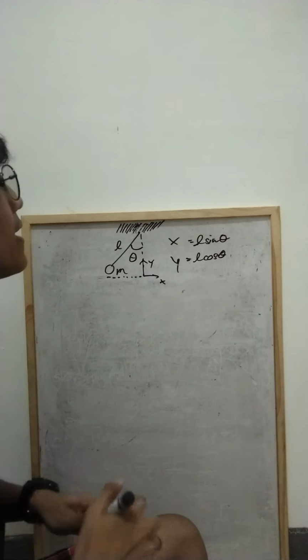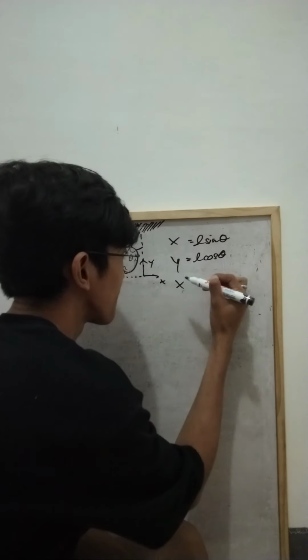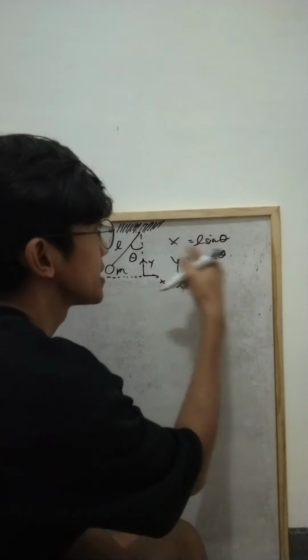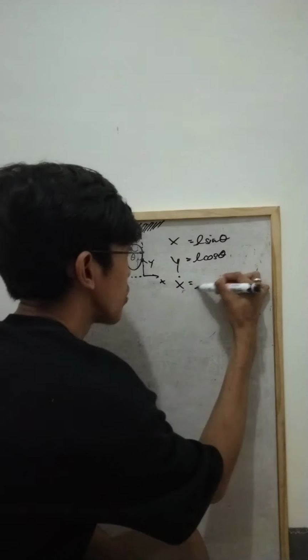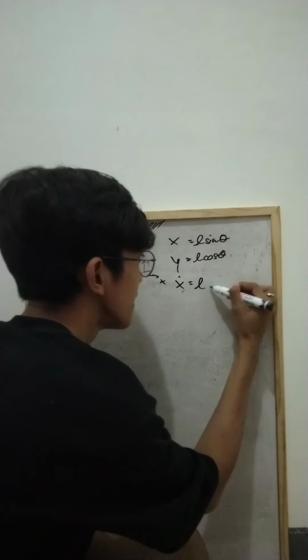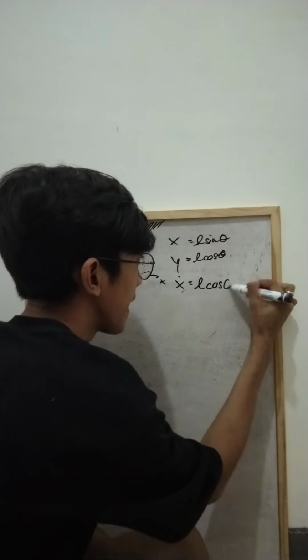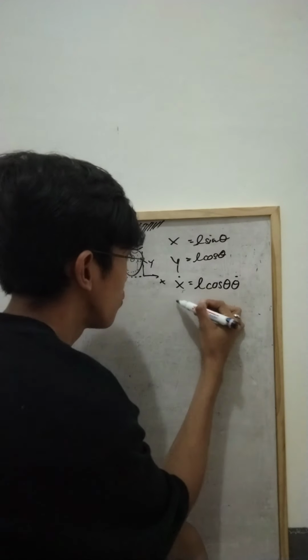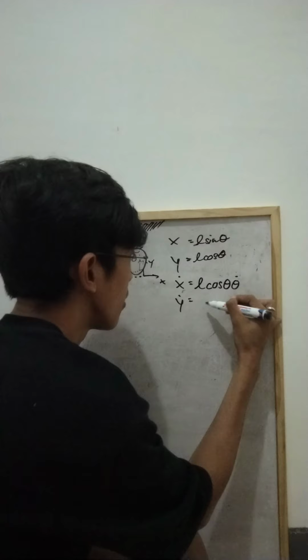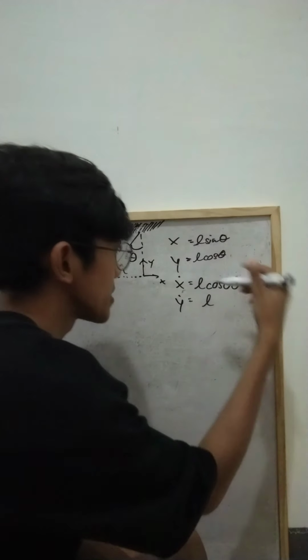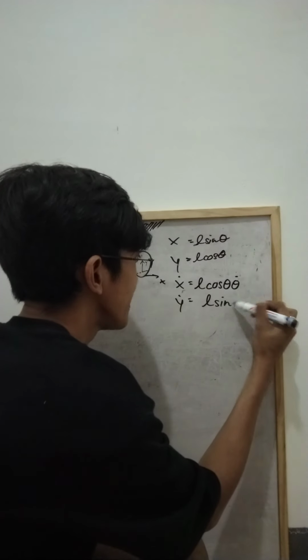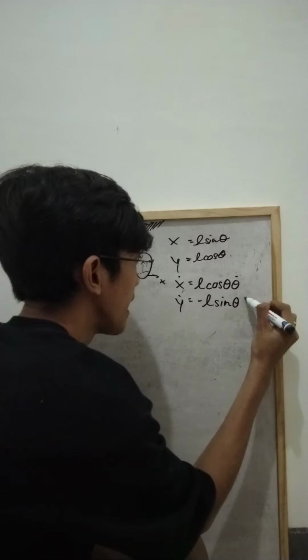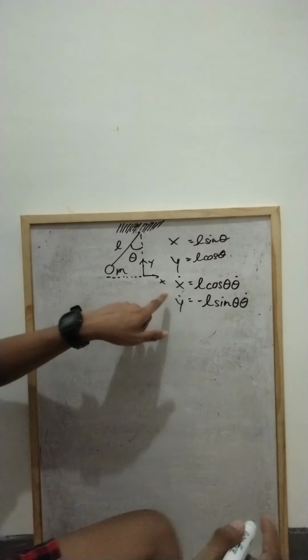Always remember that. So, x dot is the first derivative of this value here. So, L, first derivative of sine theta, is cosine of theta. And the first derivative of theta is theta dot. And then y dot. L, first derivative of cosine theta is minus sine theta. Okay? And theta dot.